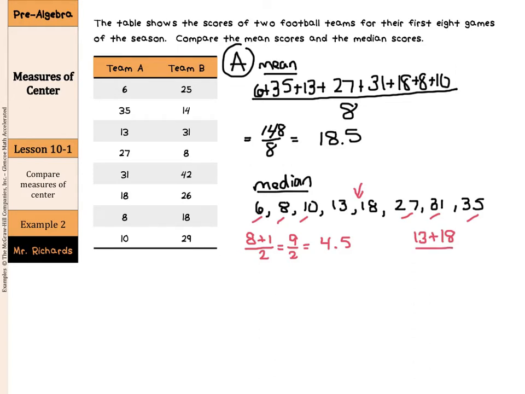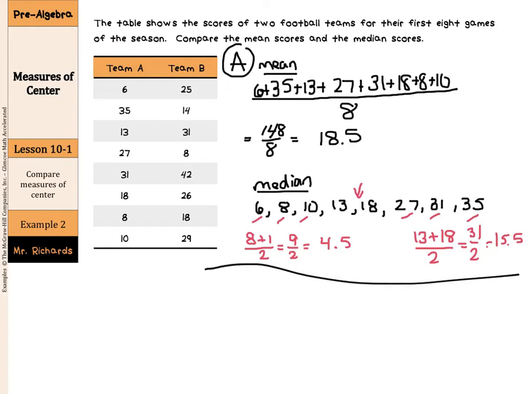So 13 plus 18 is 31, divided by 2 is 15.5, or 15 and 5 tenths, or 15 and a half. So that's Team A.